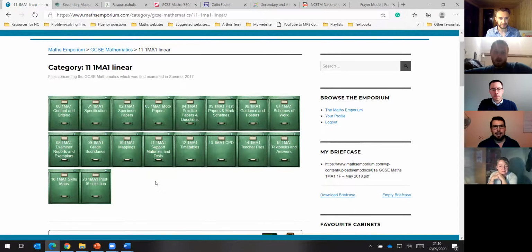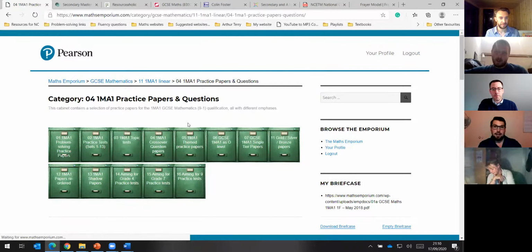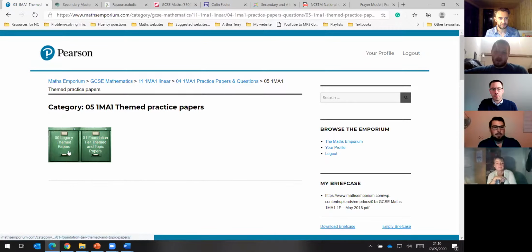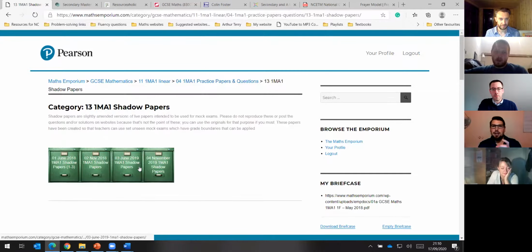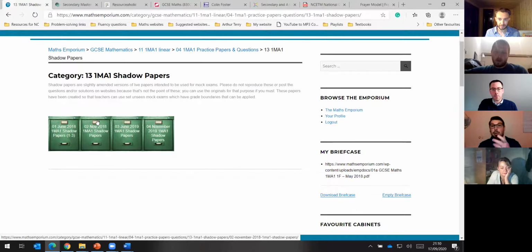They have chosen a fairly unique style of presenting their file system, which they decided to keep when they made their new website. But I love Graham Cummings and I trust him, so that's his choice. Some of the things that I really like are in the practice papers and questions. Some of their themed papers can just be great. And another thing really worth highlighting are the shadow papers, which are exam papers with the same questions, but the words changed. No, the words will stay the same. The numbers will change.